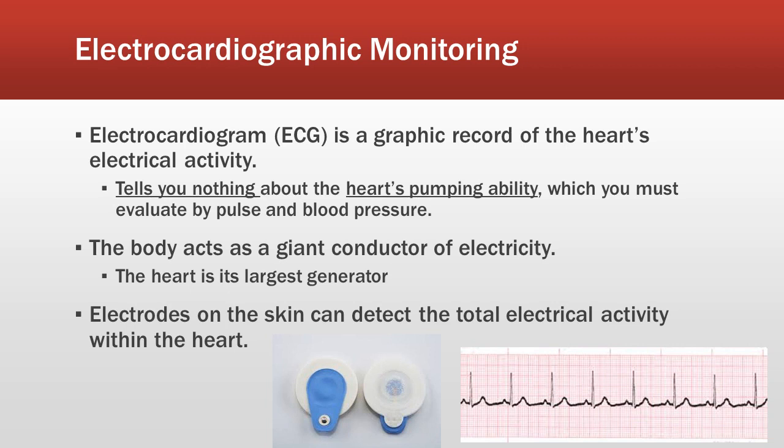EKG is basically a graphic record of the heart's electrical activity. It doesn't tell you how well it's beating, it just tells you about the electrical system itself. We get this picture by placing electrodes on our patient's chest or body and looking at it on an EKG monitor screen or graph paper.